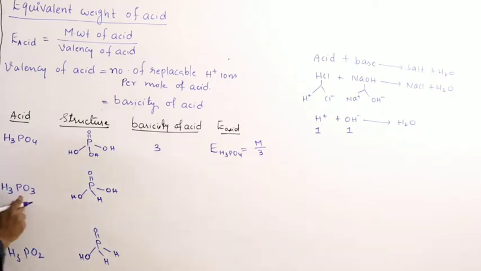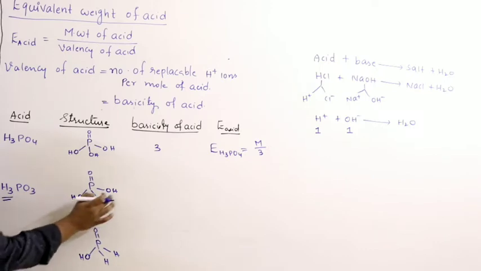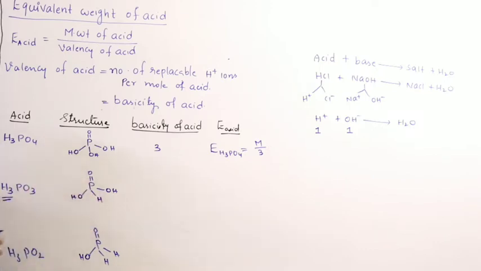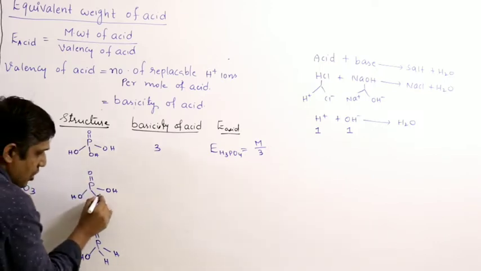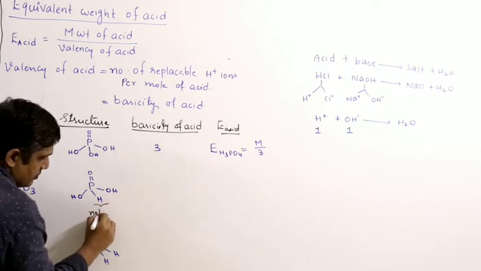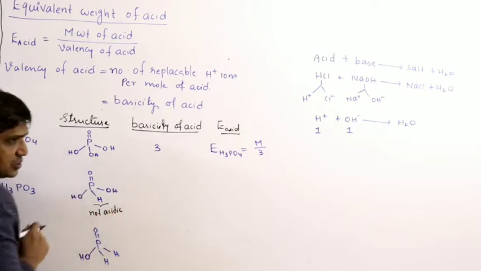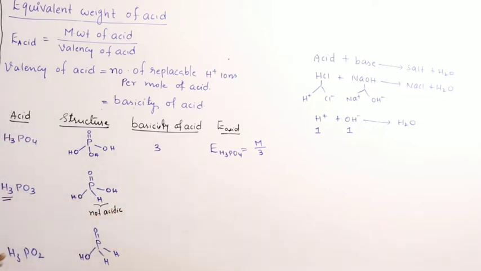So if you see this formula, it appears that there are 3 hydrogens. We assume that 3 hydrogens are acidic, but actually if you see the structure, all hydrogens are not similar, only 2 hydrogens are acidic. This hydrogen is not acidic. It cannot be removed as H plus because it is attached to a less electronegative atom compared to oxygen.